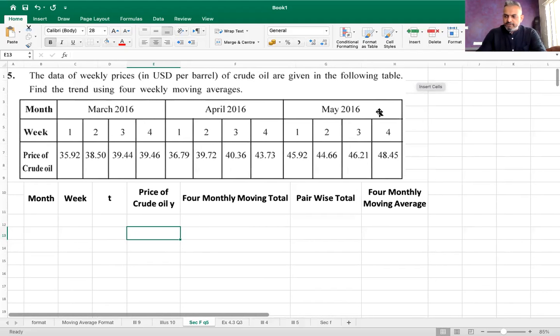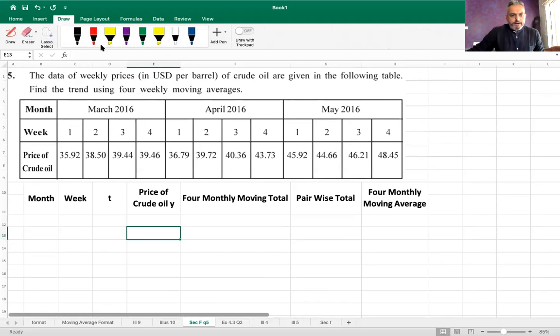We will be doing section F, question number 5. The data of weekly prices in USD per barrel of crude oil are given in the following table. Find the trend using the 4 weekly moving average. So 4 is an even number, so be careful about it.